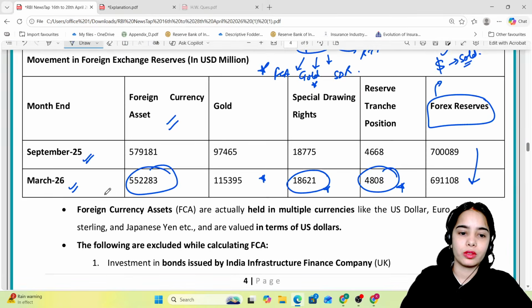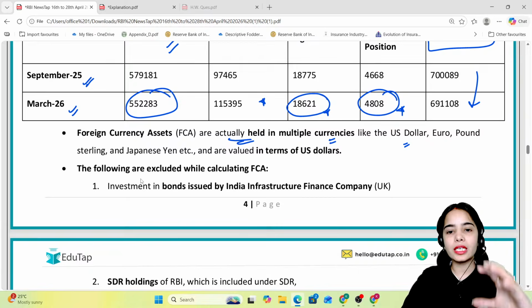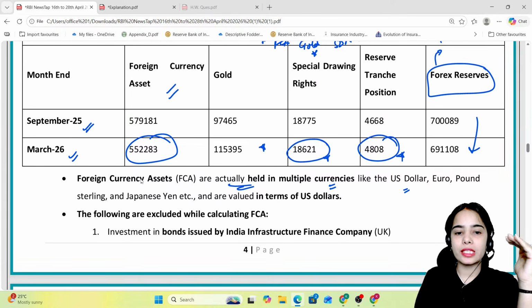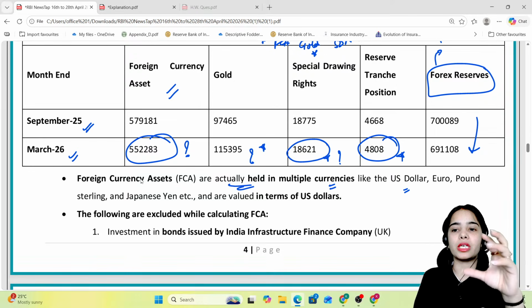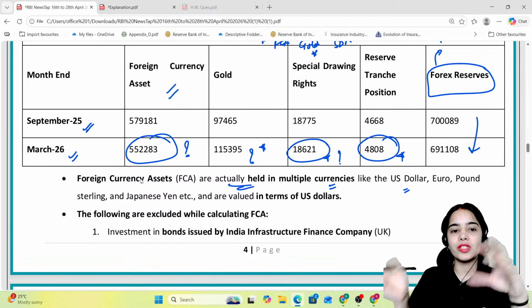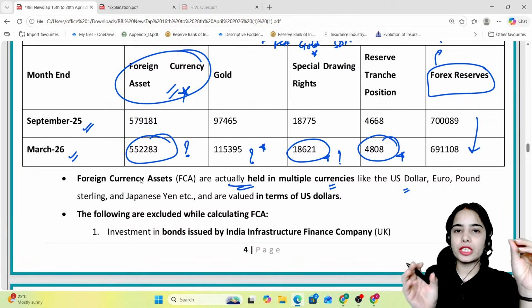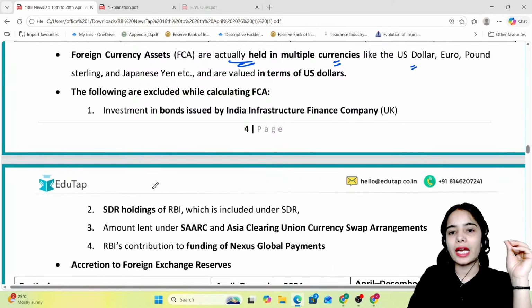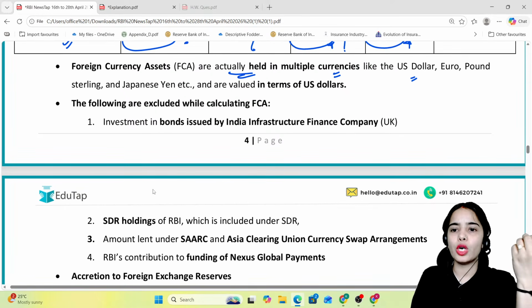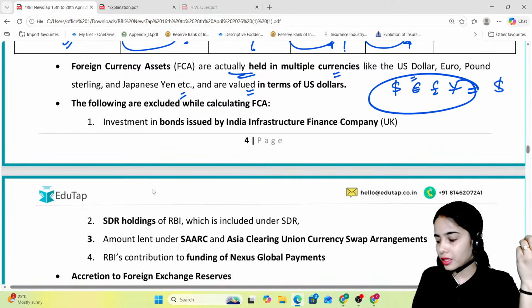Okay? Chalo. Now, foreign currency assets are actually held in multiple currencies like the US dollar. Here, you don't have to remember the amount for foreign currency asset, gold, SDRs and reserve tranche position. Remember what the parts of the foreign exchange reserves are, as well as that the highest component is the foreign currency asset. Now, the foreign currency assets are held in multiple currencies like the dollars, euro, pound sterling, Japanese yen, etc. And all of these currencies are then valued in terms of dollars.